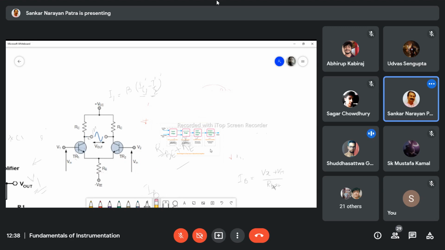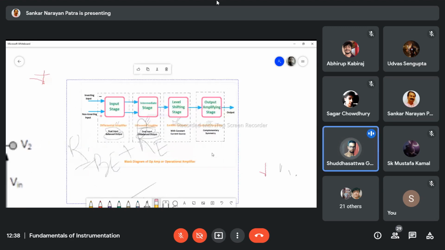So basically, let's say the sign of V2 is equal to the sign of the output. So V2 is the non-inverting terminal and V1 is the inverting terminal in that case. That's the point I am trying to make. If you say yes, I can move on. Yes, sir.